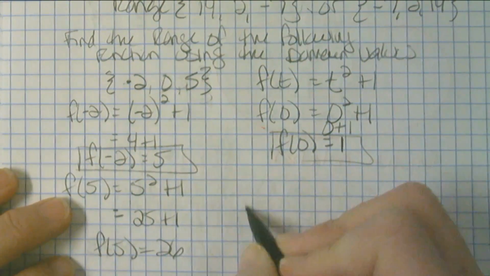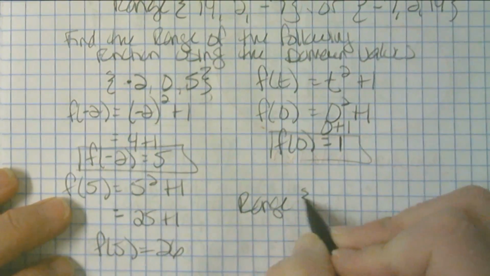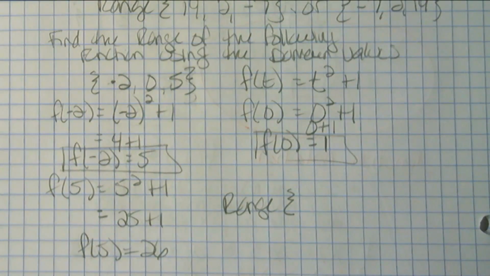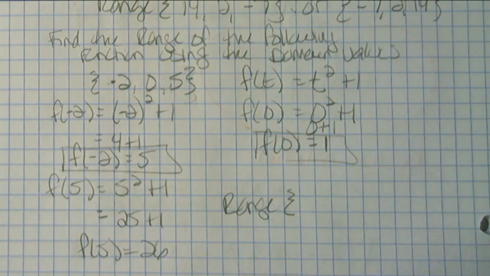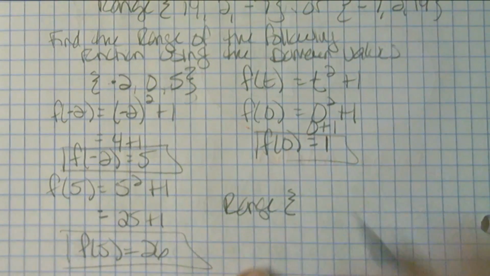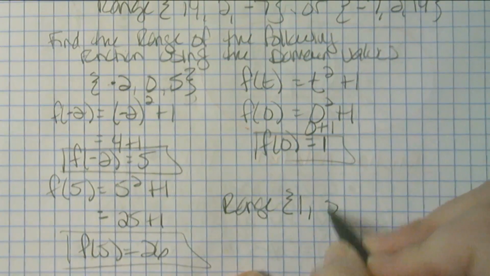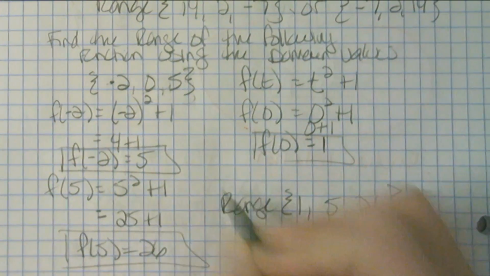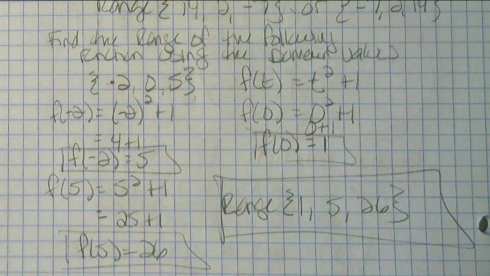26. So if I wrote our range, remember we put it in brackets, or those braces, in order of least to greatest. Somebody tell me what my range is. Go ahead, Troy. 1, 5, and 26. Nick.